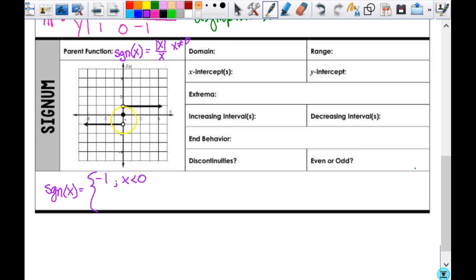Then I have to take care of this point. I can say this equals 0, but not forever, only if x equals 0. And then I can say it equals 1, but not for the whole time, only when x is greater than 0.